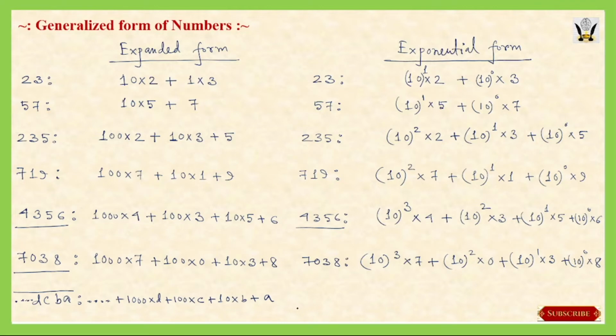Then in exponential form, if we represent D, C, B, A, then it will be 10 cube multiplied by D, plus 10 square multiplied by C, then 10 to the power 1 multiplied by B, and then 10 to the power 0 multiplied by A. So this is how we represent any given number in expanded form or exponential form.